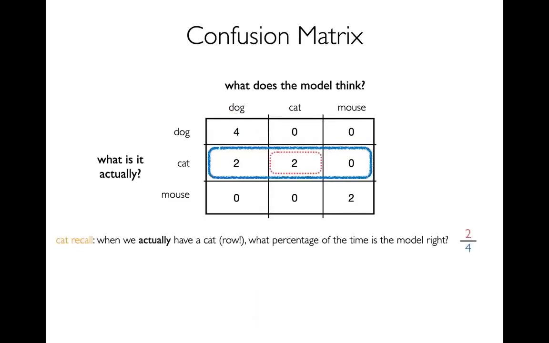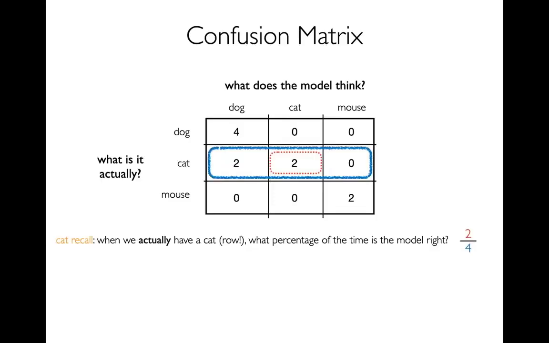So for precision and recall, it turns out we can actually have these metrics for each class. So I'm actually going to have 6 different metrics here. I have dog recall, cat recall, mouse recall, and then similarly dog precision, cat precision, and mouse precision. I'm just going to look at a few of these.